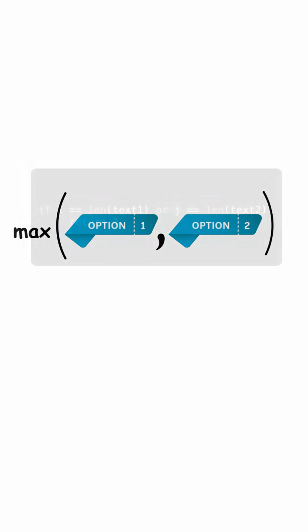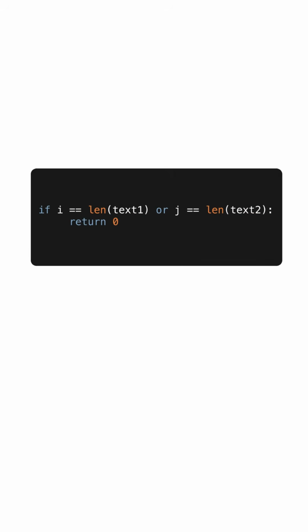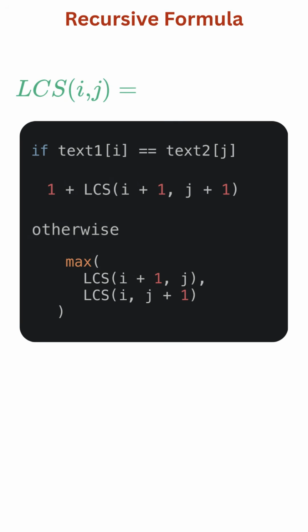For our base case, if either I reaches the end of text1 or J reaches the end of text2, that means one of the strings is exhausted, and so we return 0. We define the recursive formula for LCS of I and J like this. Next, we'll walk through the code which directly mirrors this formula.